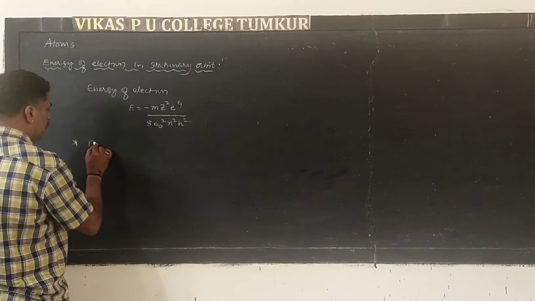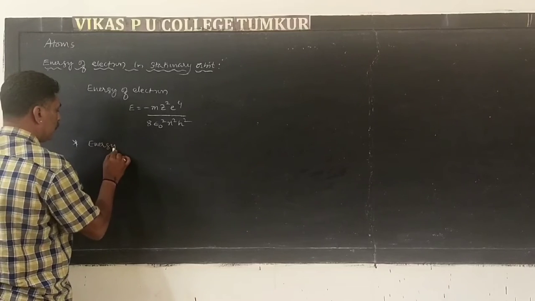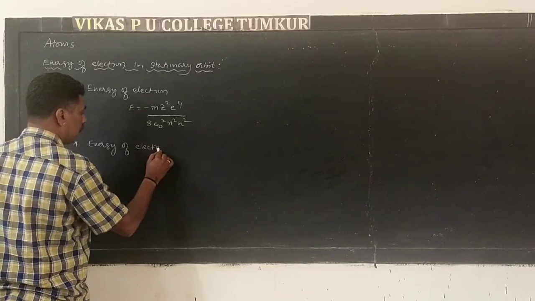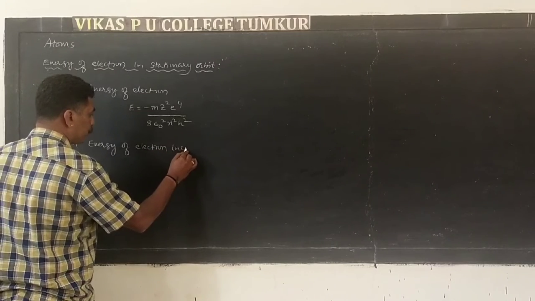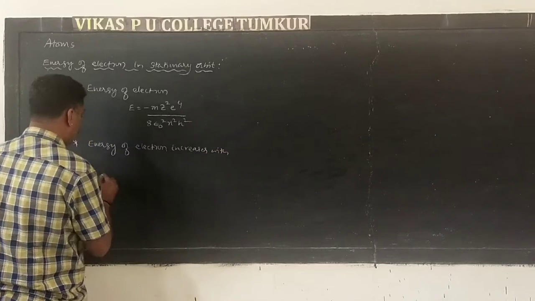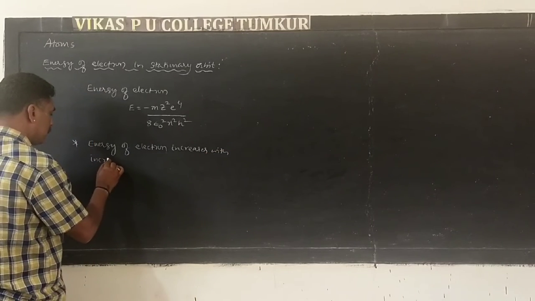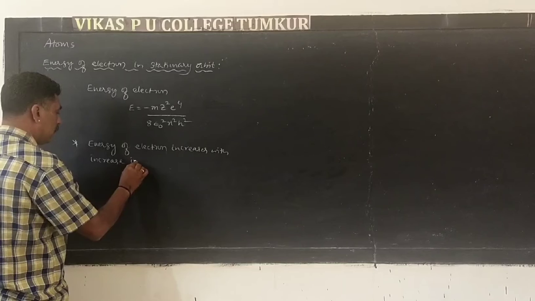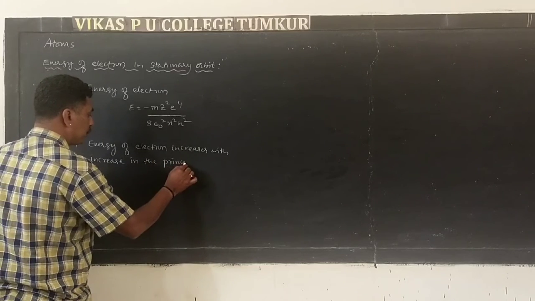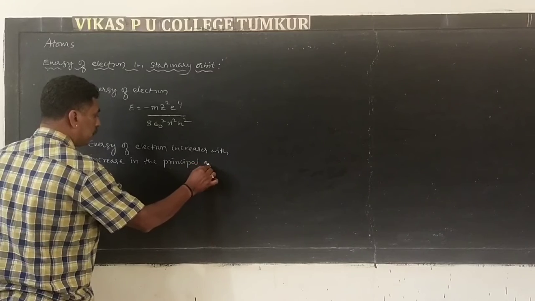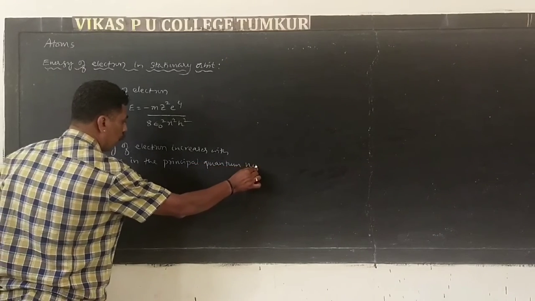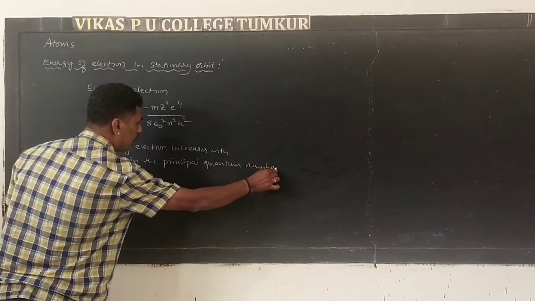So the energy of the electron increases with the increase in the principal quantum number. So that is one note that you should remember.